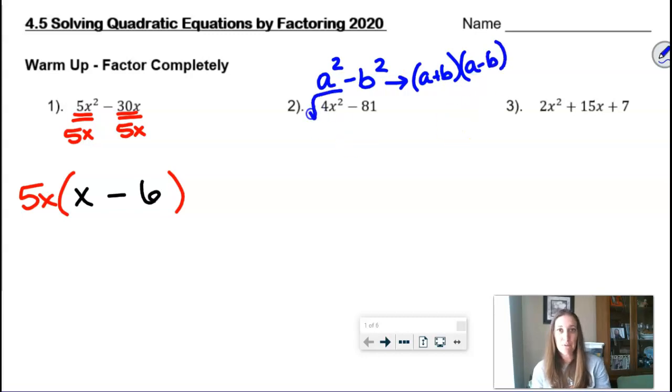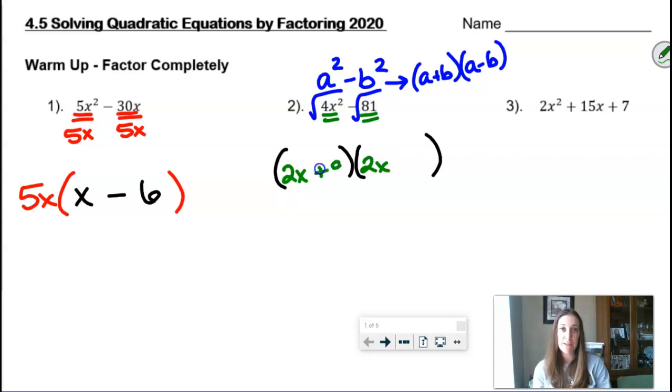So if you were to square root each of these terms, that would then factor into, and be careful on this first one, the square root of 4x squared would be a 2x and a 2x. Remember, we're looking for twins. And then the square root of 81 would be a 9. So we're going to have a plus 9 and a minus 9. And that's what the factoring looked like on number 2.